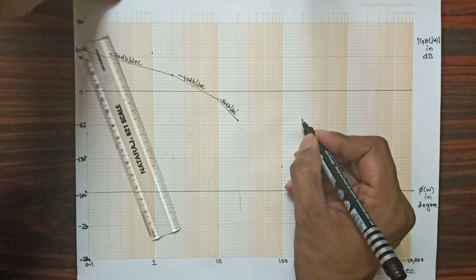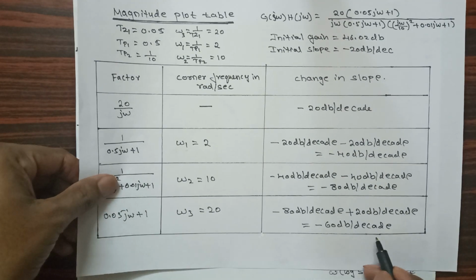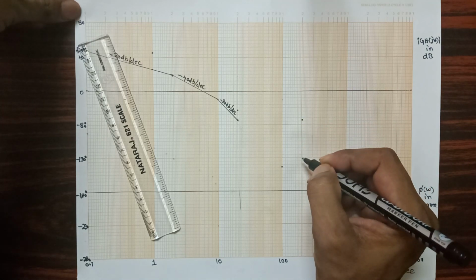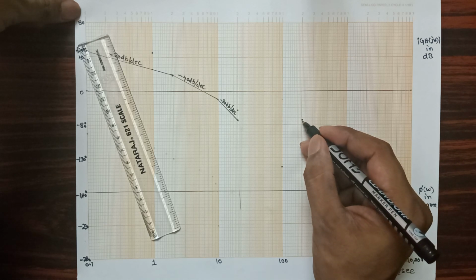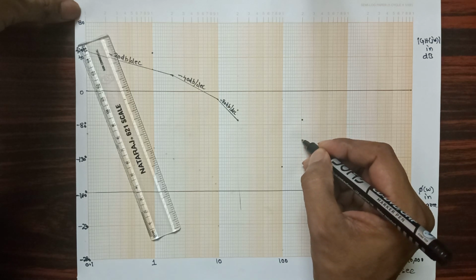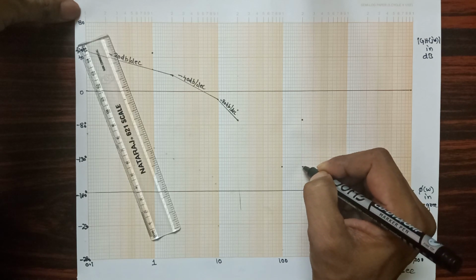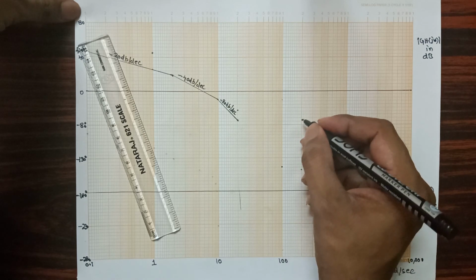Now from this point the fourth slope is minus 60 dB. You can see here the fourth slope is minus 60 dB per decade. So I need to come down from this point by minus 60 dB. Minus 60 dB in the sense, as we know that one sub box is 4 dB. Therefore to get minus 60 dB I need to consider 15 sub boxes. That is, from this point you can see 1, 2, 3, 4, 5, 6, 7, 8, 9, 10, 11, 12, 13, 14, 15. So I need to consider here this 60 dB.